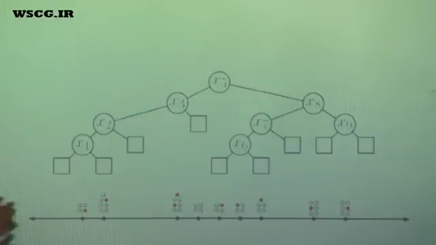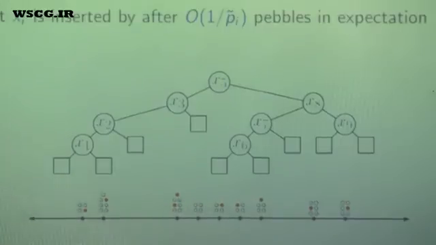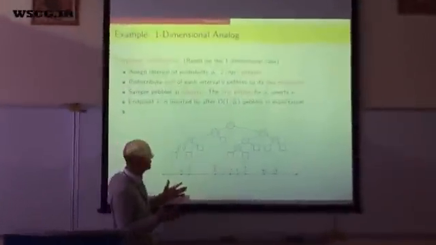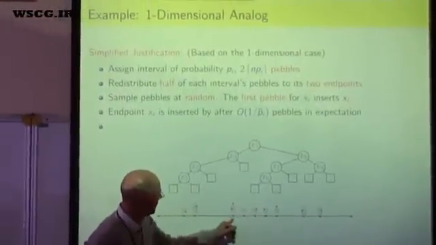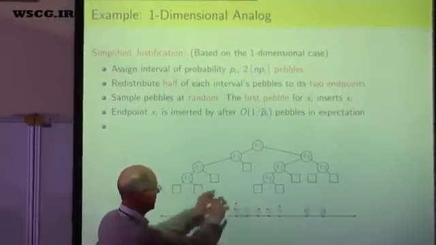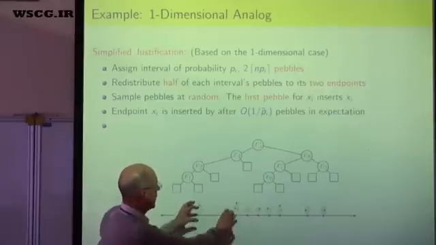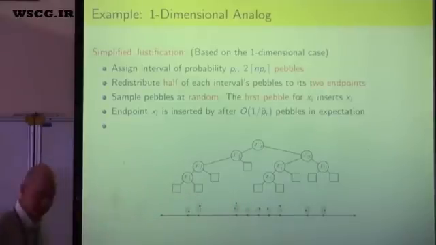Eventually every one of these guys is going to be selected, and then I'm going to wind up with my tree at the end of the day. And again, intuitively why this works is clear, because if somebody has a very high probability mass, there's going to be lots of pebbles, and the probability of selecting those pebbles early in the process is going to be very high.